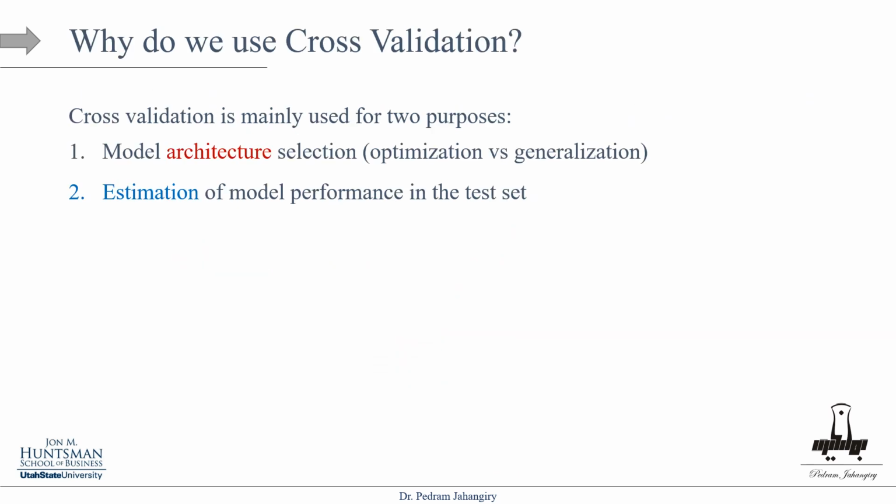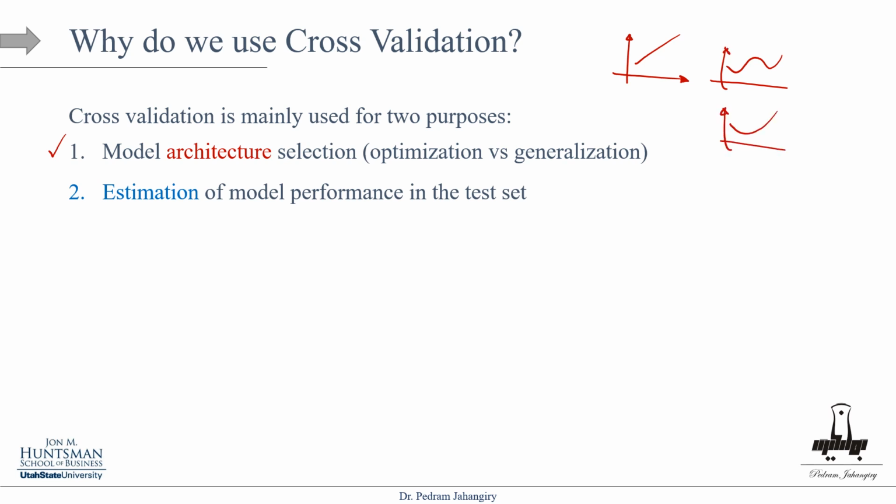All right, to wrap up this part, let's talk about why we use cross-validation. So we use cross-validation in practice for two main reasons. The first one is model architecture selection. So this is the idea of optimization versus generalization that we already discussed, right? So the idea is, which one is the case? If you're talking about a simple polynomial regression model, is this the right model, or is this the right model, or is this the right model, right?